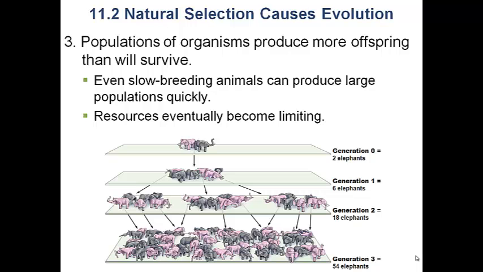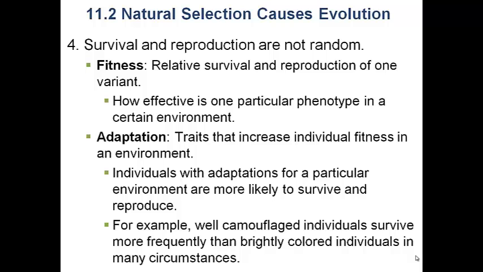If we look at many other organisms in the natural world, they produce a tremendous number of offspring very quickly. A large carp, a type of fish, can produce 1 million offspring per year. 1 million in just 1 year. And so clearly organisms produce more offspring than there is actually space for in the environment. And so this certainly contributes to natural selection. Finally, point number 4, survival and reproduction are not random. And so we use the term fitness to describe how well adapted an organism is for its particular environment. The more fit an organism is, the more likely it is to pass on its genes to the next generation.